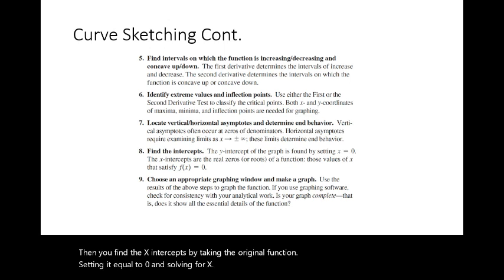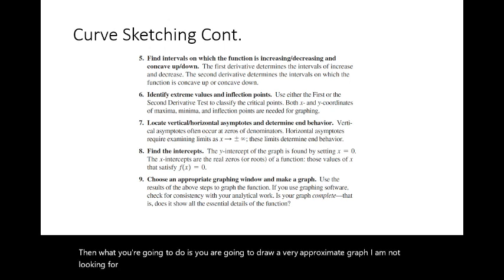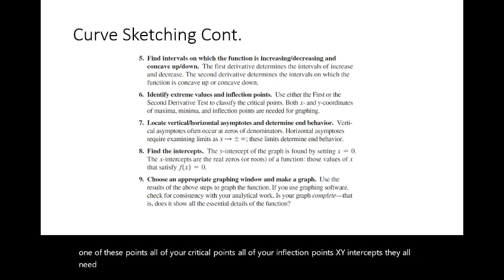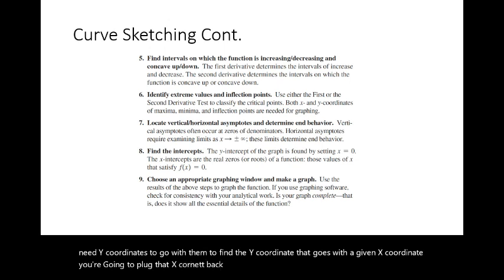Then what you're going to do is draw a very approximate graph. I am not looking for a masterpiece here, but you're going to draw an approximate graph. Now, every single one of these points, all of your critical points, all of your inflection points, x and y intercepts, they all need y coordinates to go with them. To find the y coordinate that goes with a given x coordinate, you're going to plug that x coordinate back into the original function. The original function is what is used for y coordinates, not derivatives, not second derivatives. The original function is used for y coordinates.